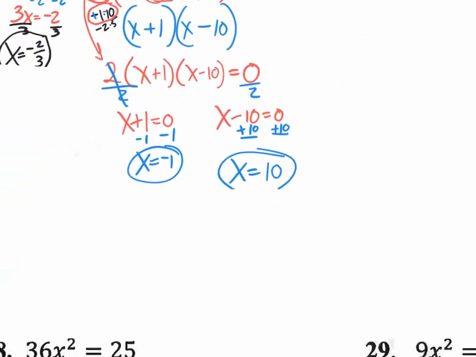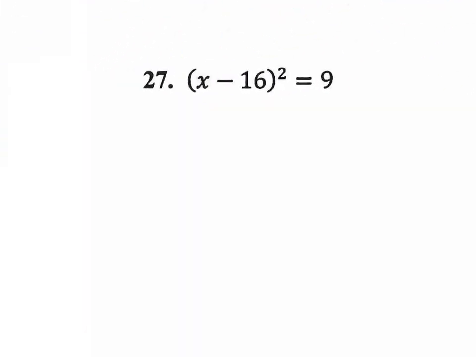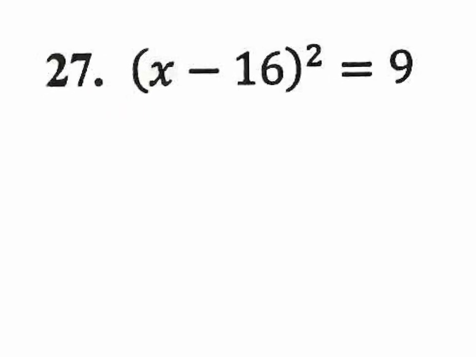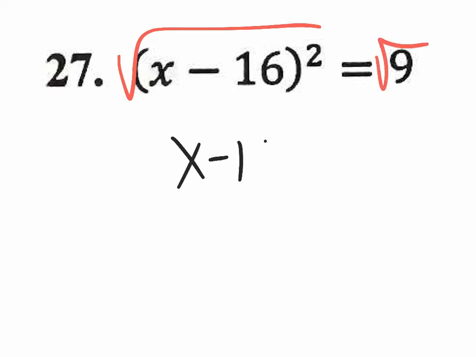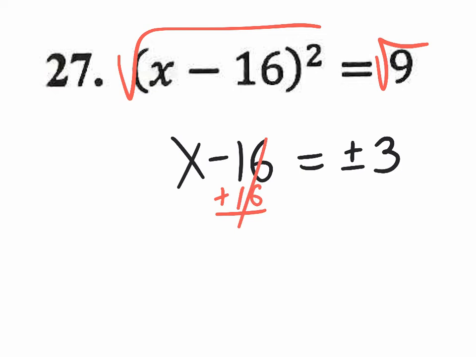Number 27. It's another one similar to that. Step 1, apply the square root. You will only have an x minus 16 left over, the equal sign, but then again we took the square root of 9, which means we're going to have a plus or minus right in front of our answer 3. Final step would be to add 16. Add 16, I say rewrite it.